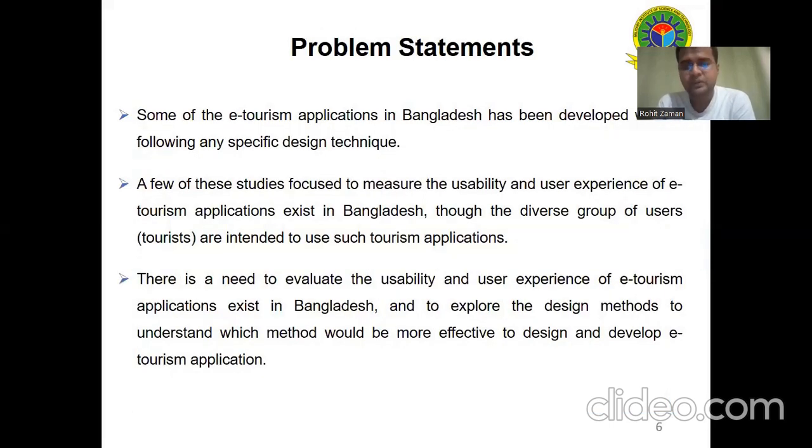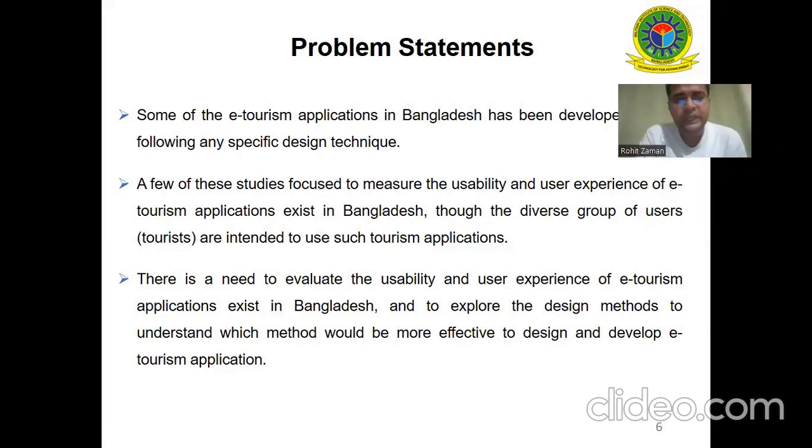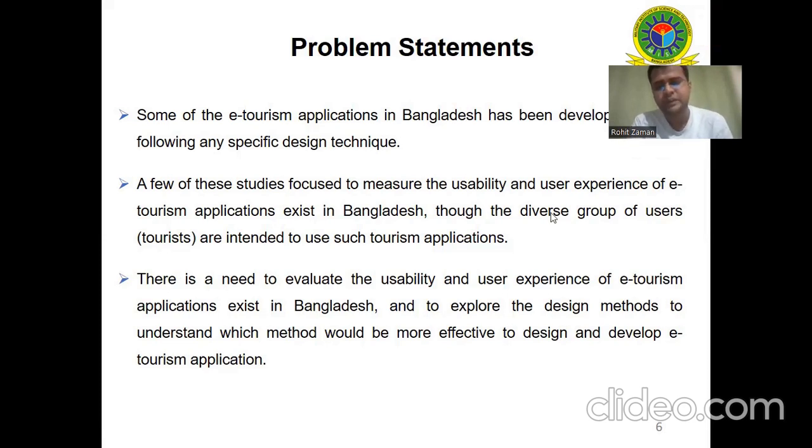So now, based on the literature review, we can discuss the problem statements. Some of the e-tourism applications in Bangladesh have been developed without following any specific design techniques. And few studies focused on measuring the usability and user experience of e-tourism applications exist in Bangladesh, though a diverse group of tourists are intended to use such applications. So there is a need to evaluate the usability and user experience of e-tourism applications in Bangladesh, and to explore the design methods to understand which method would be more effective to design and develop e-tourism applications. So these are the problem statements.